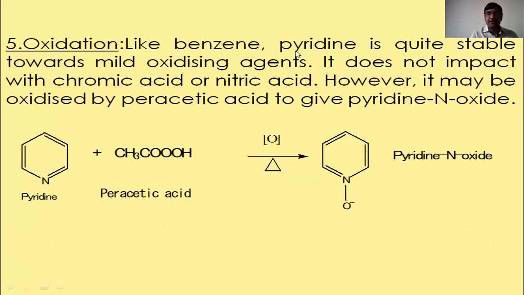Oxidation means addition of an oxygen atom on the pyridine ring. Like benzene, pyridine is quite stable towards mild oxidizing agents. That's why we have to carry out its oxidation by using peracetic acid, which contains an extra oxygen atom compared to acetic acid. This peracetic acid oxidizes pyridine to form pyridine N-oxide. The electrophilic and nucleophilic substitution reactions of pyridine N-oxide are opposite to those of pyridine, meaning it gives the opposite reaction to that of pyridine.